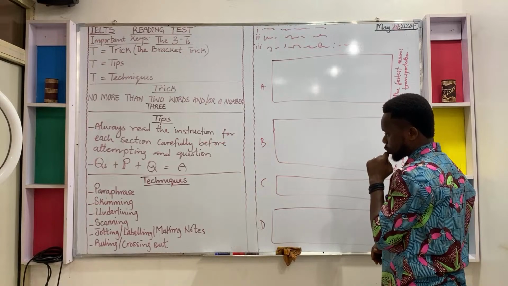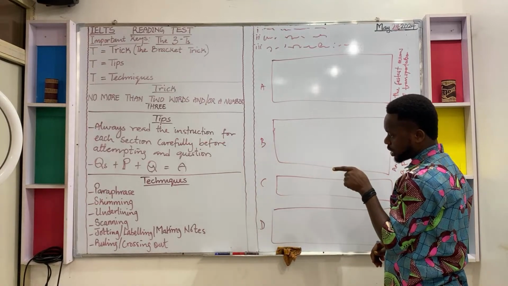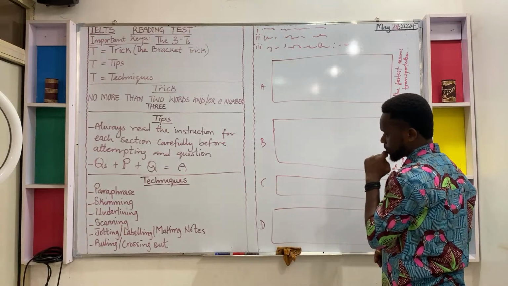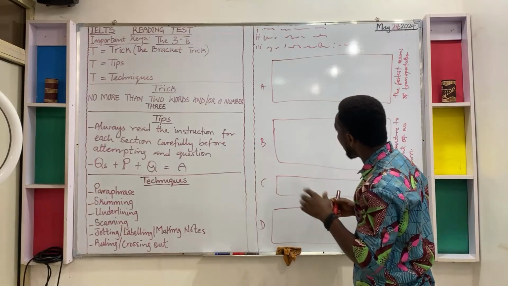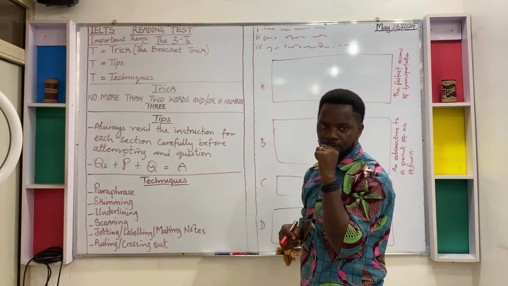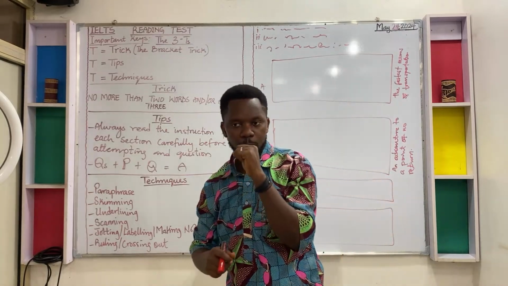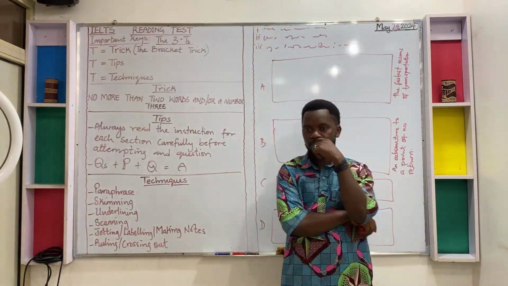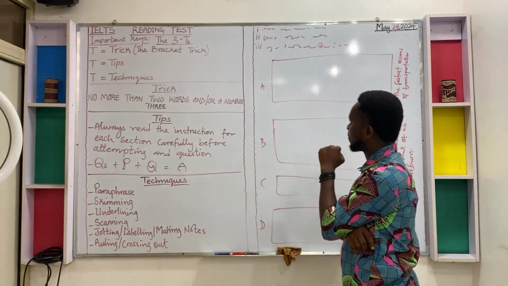Now let's look at the last one, which is called the ruling or crossing out. What role do those play? The ruling or crossing out helps you to manage your time. They help you to manage your time. I call them time management techniques. How do they play out?